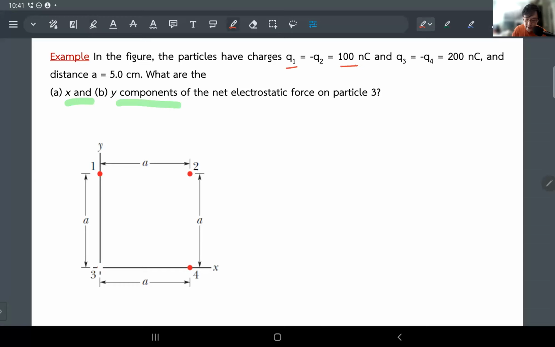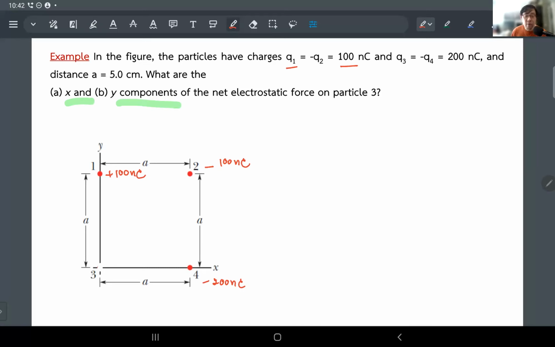Okay. So let me mark the sign correctly. Q1 is positive 100. Q2 is negative 100. Or actually, I can just put the charge on there, just to make it easier to reference. There you go. And Q3, it's 200, that we're going to place later. And Q4 is negative 200 nanocoulomb.